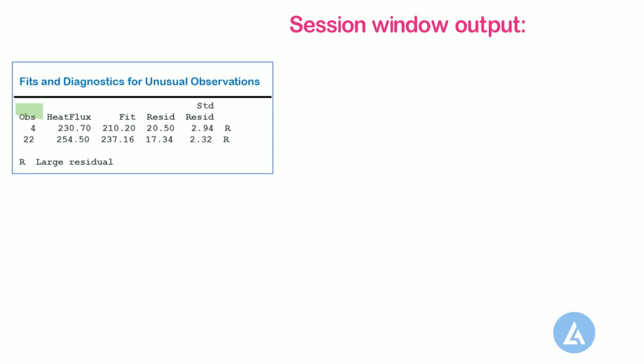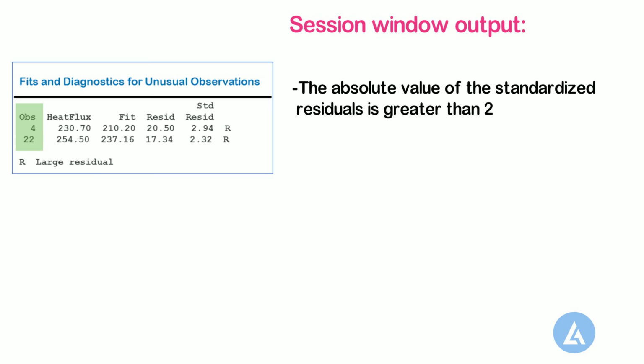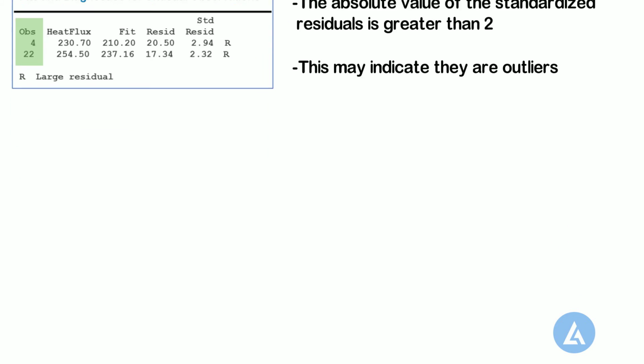The observations 4 and 22 are identified as unusual because the absolute value of the standardized residuals is greater than 2. This may indicate they are outliers. See Checking your model, Identifying outliers, and Selecting a residual type.